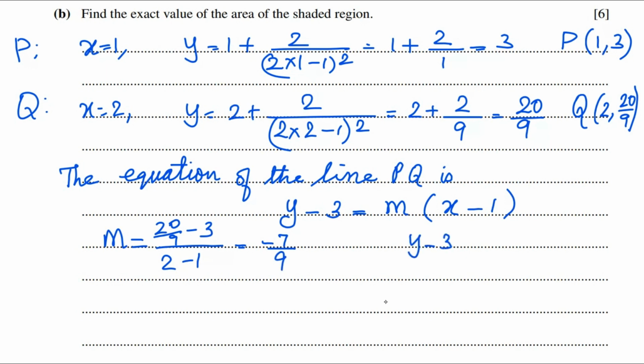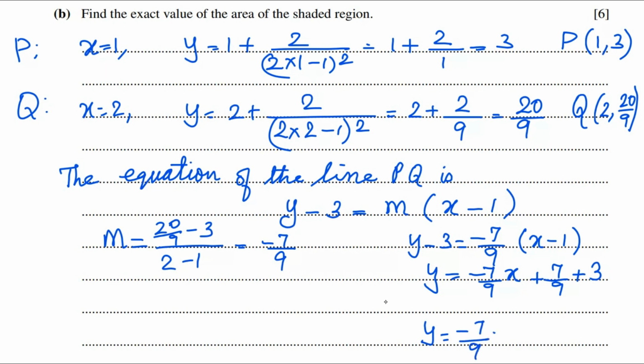Y minus 3 equals minus 7 over 9 times (x minus 1). Make y the subject. Y is equal to negative 7 over 9 times x plus 7 over 9 plus 3. So y is equal to negative 7 over 9 x plus (27 plus 7), which is 34 divided by 9.